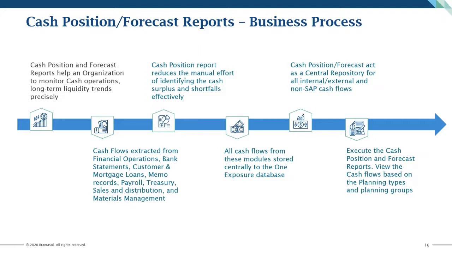You can also bring in non-SAP flows as well. We can do it in different types of memo records if you have different planning items that are not intuitively part of your subledgers. They're not a sales order, they're not invoiced and so forth. There's many items that a treasury or a corporation would have that you might want to put in as a memo record. And then you can execute that cash position and your forecast reports. You can view all those flows based on your planning types, your groups, which I'm going to show you in a minute. You could also make bank-to-bank transfers directly from it as well if you so needed to.